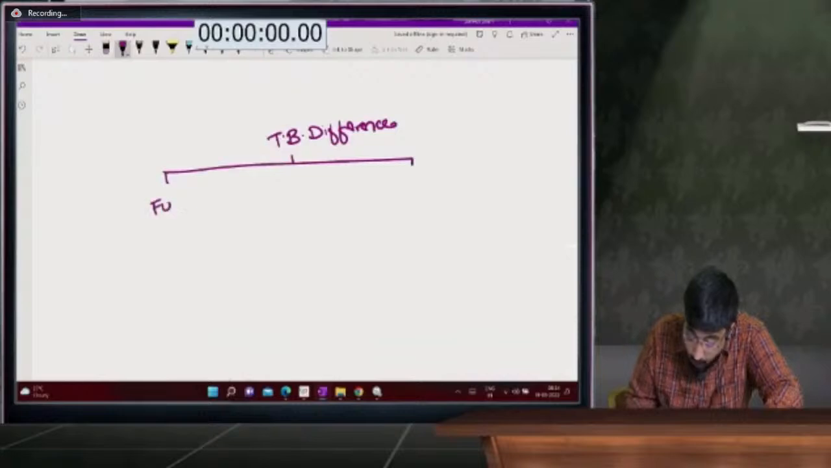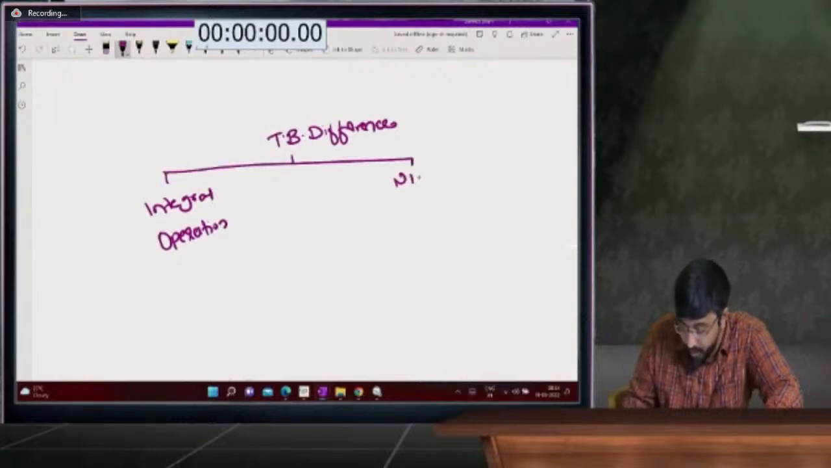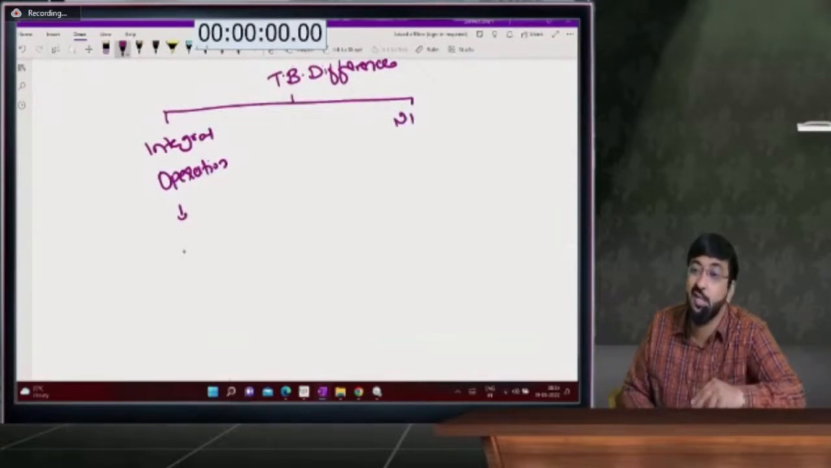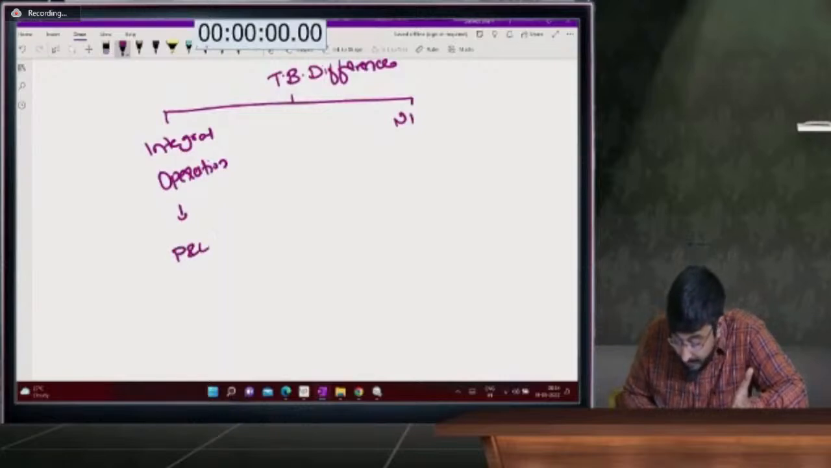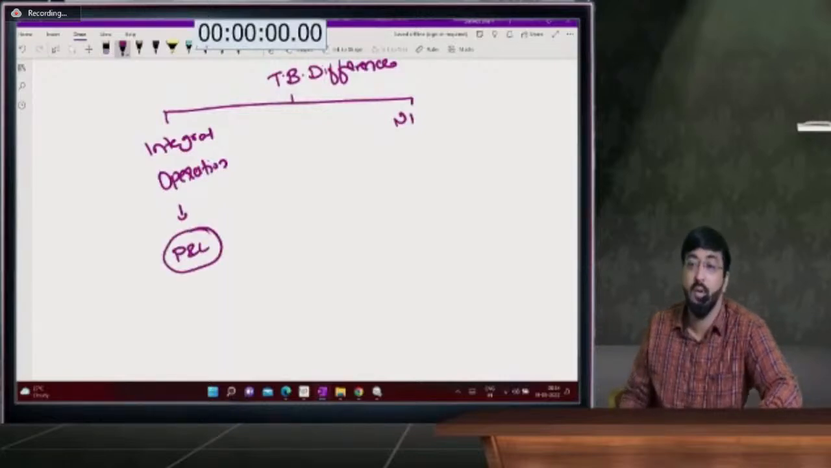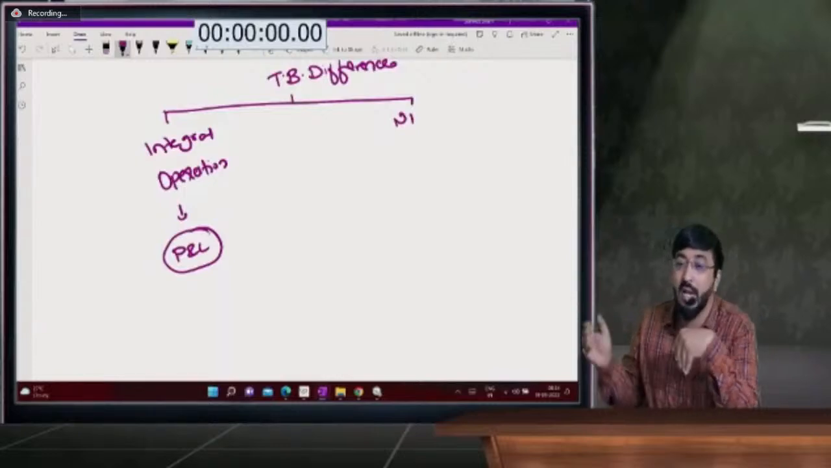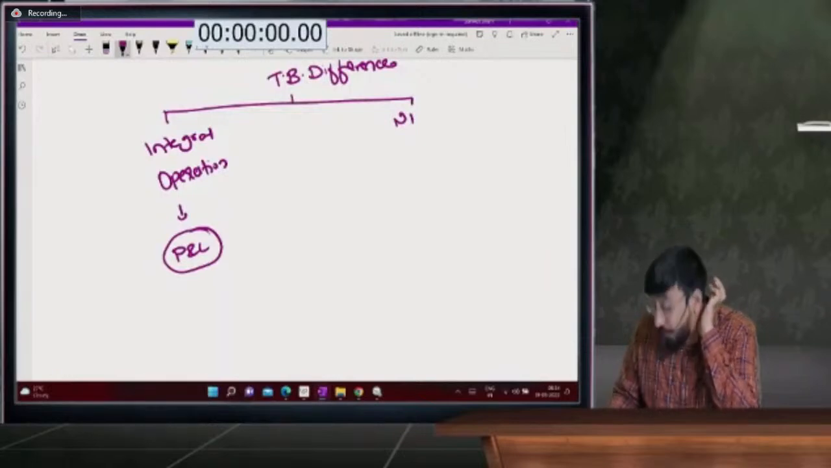In case of foreign operations, in case of integral operations and non-integral operations, the trial balance difference, now see, this is just your extension. So this difference is adjusted in P&L. Why is whatever profit in P&L? Because the branch is just an extension of your head office. So beta, is their profit independent?